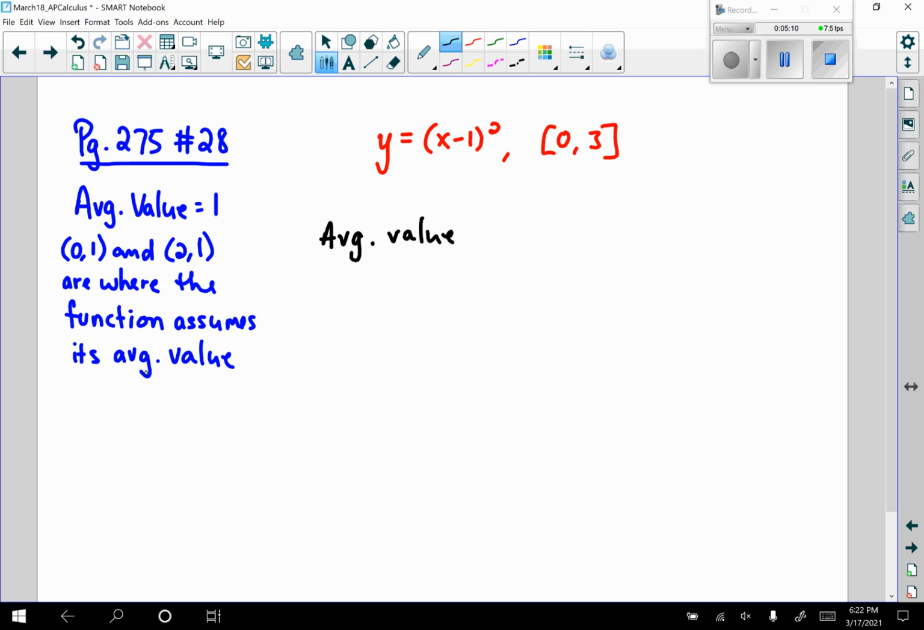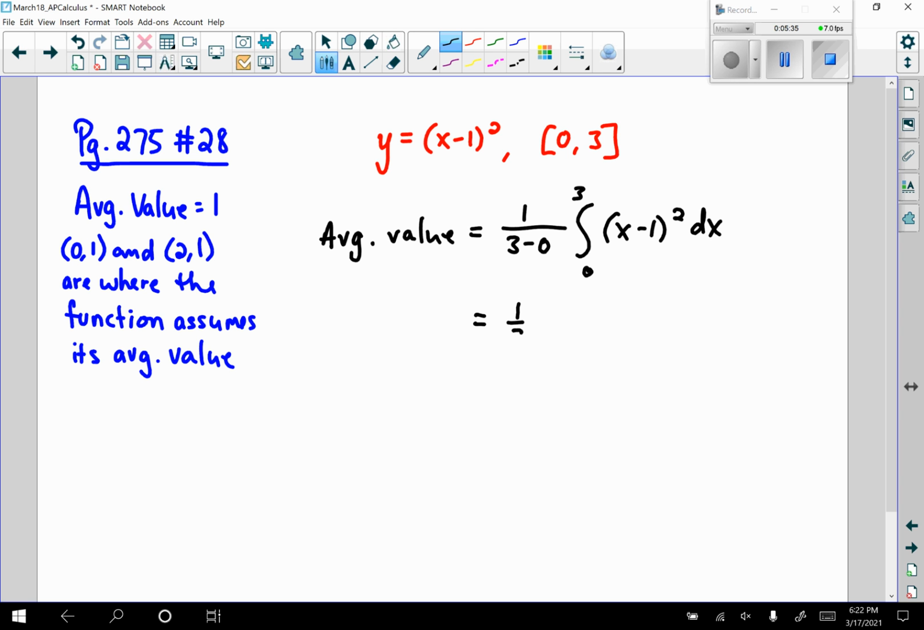when x is 0 and 2. So you could write them as ordered pairs, or you could just say when x is 0 or 2. So the average value is equal to 1 over the distance between this, so we'll start with 3 minus 0, times the integral from 0 to 3 of (x minus 1) squared dx. Now there is no chain rule for integrals, but what we can do, we have no other option here, but we can expand this.